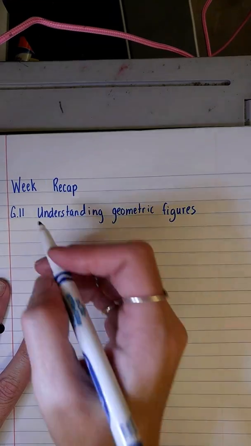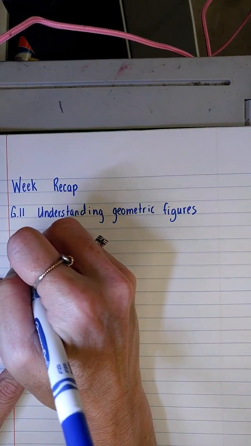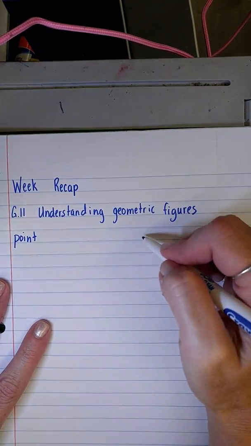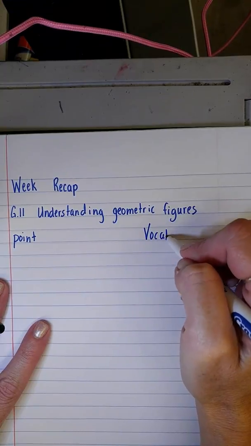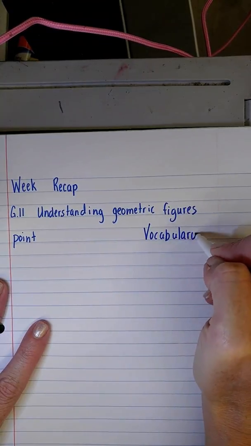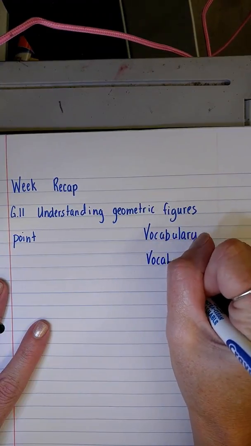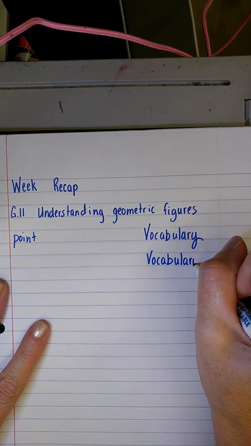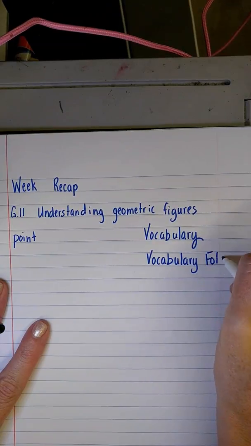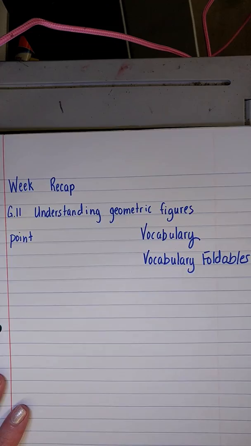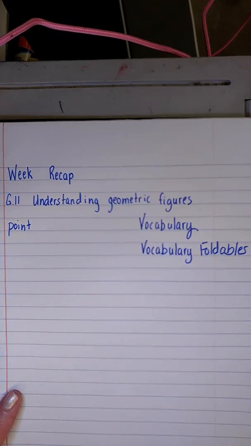So, for example, the children had to know what a point was, and this is very strong vocabulary. So we worked on a bunch of vocabulary foldables, and I will show you how we make all of these in case your child needs to make one, or for studying, because they do really help us studying.